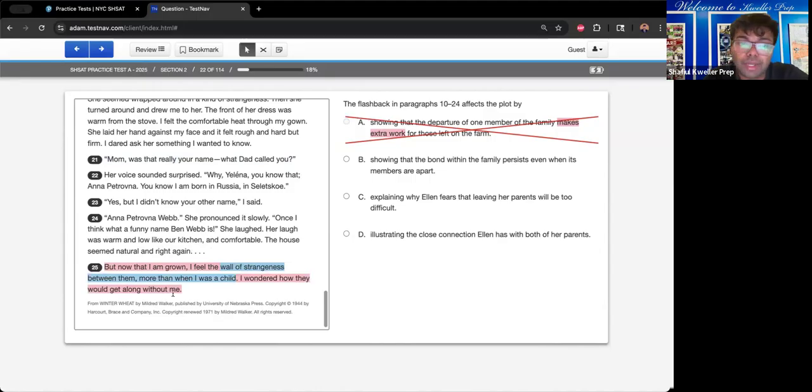I wonder how they would get along without me. And that's the main point. How would the parents survive without her? So yeah, someone said B could be wrong because it doesn't show a bond among the whole family. It shows Ellen's bond with each parent. I agree. I think that's a good point to mention.